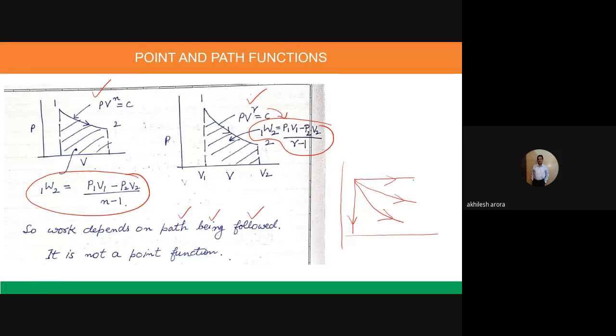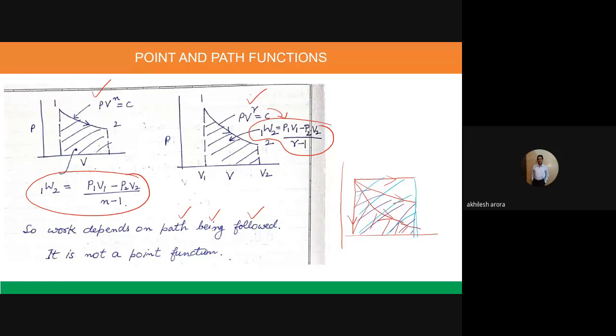So for example, this area is for the constant pressure process. If I go along this curve, this area is constant temperature. Then if I take, let us say, this area, this is reversible adiabatic. And for constant volume, there is no area, zero area. So it means work is a path function. It depends upon the path being followed. It is not a point function.